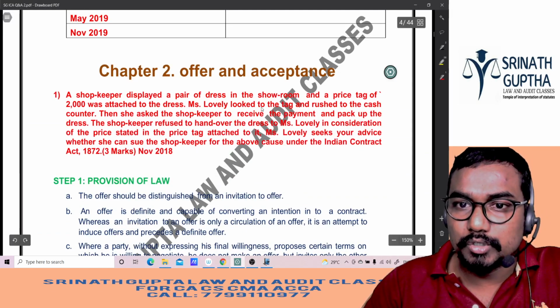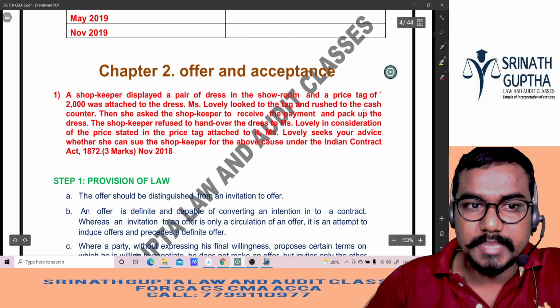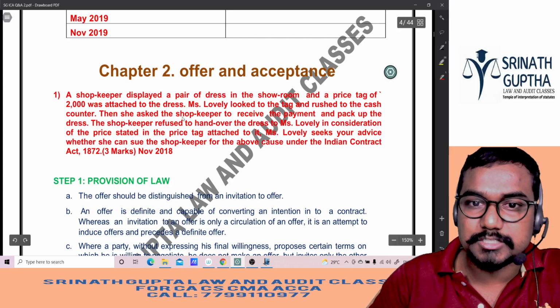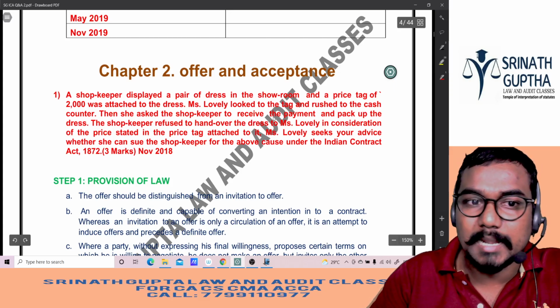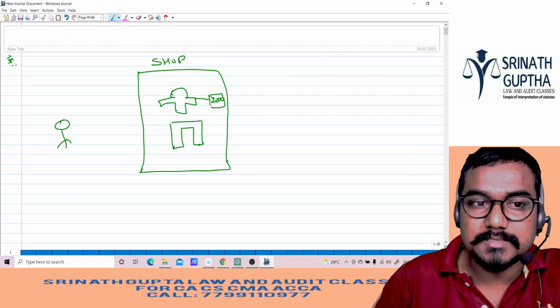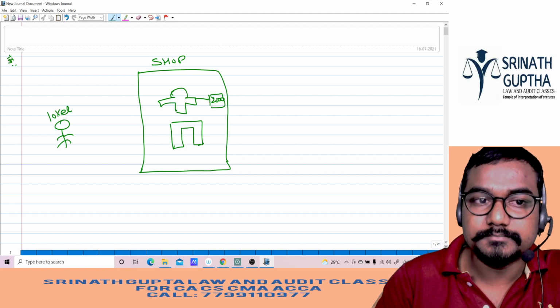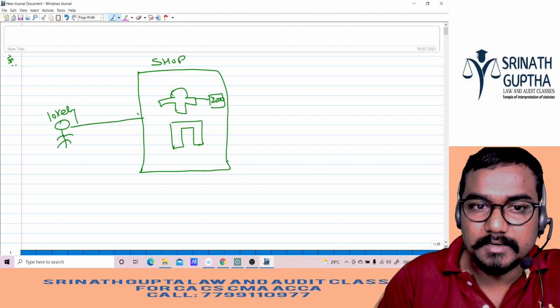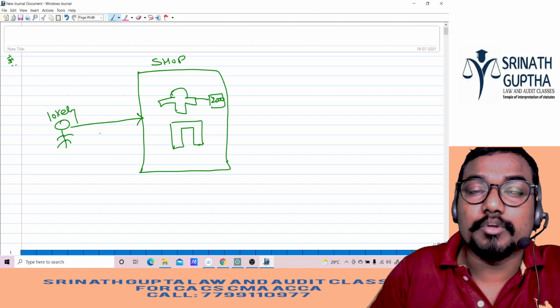Miss Lovely looked to the tag and rushed to the cash counter. Then she asked the shopkeeper to receive the payment and pack up the dress. So Miss Lovely was there. Who was it, beta? Lovely. She went to the cash counter and she said, I am ready to pay 2000 rupees.